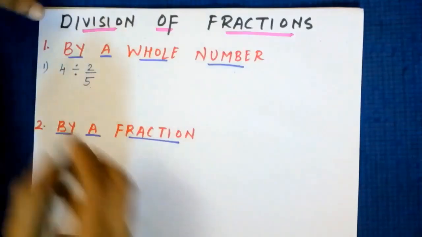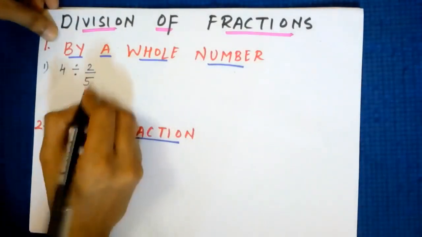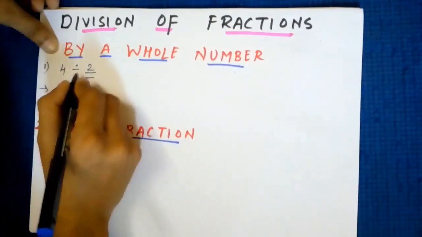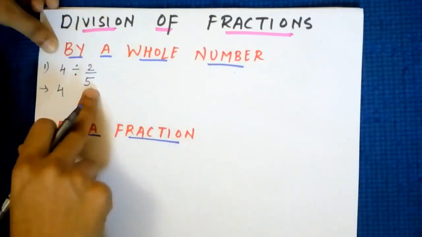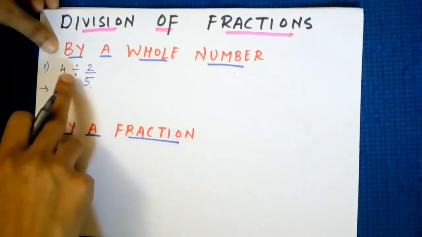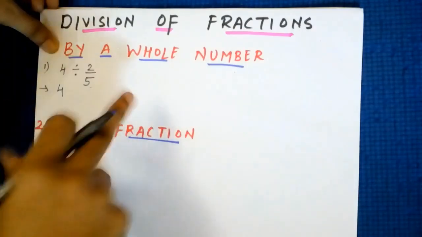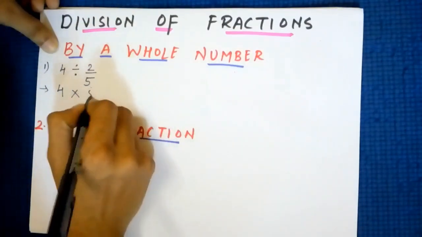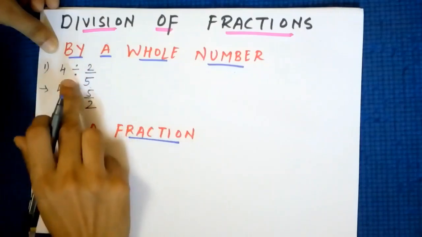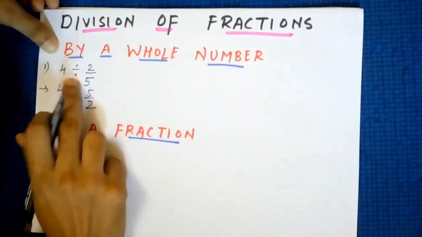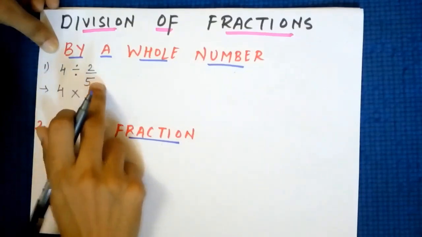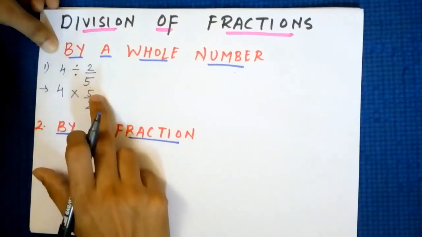Now to divide 4 divided by 2 upon 5, what you need to do is, first number 4 will be as it is. Now we will take the reciprocal, but we also have to change this sign. The divide sign will get changed into multiplication. So here will be a multiplication sign, and 2 upon 5 will be 5 upon 2. At the same time, you need to take the reciprocal of 2 upon 5, so it will be 5 upon 2.